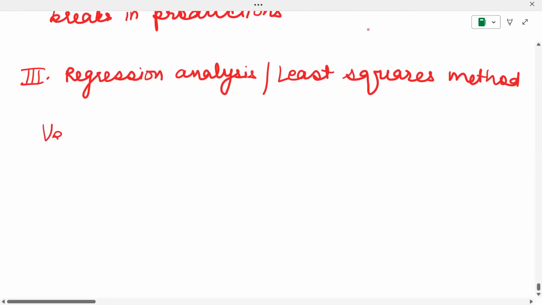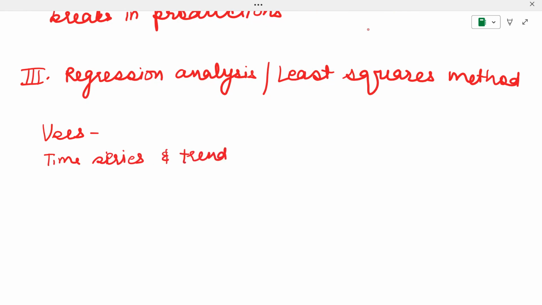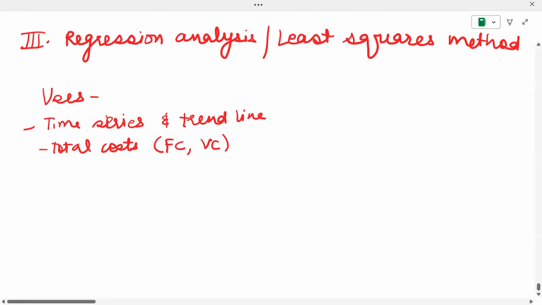Now, if we talk about where it is used, its uses are a time series. You will be able to have a time series once you're doing the regression analysis, and you can also create a trend line. Another thing you can use it for is total costs, where your costs consist of a number of fixed and variable costs. So these are the uses basically.